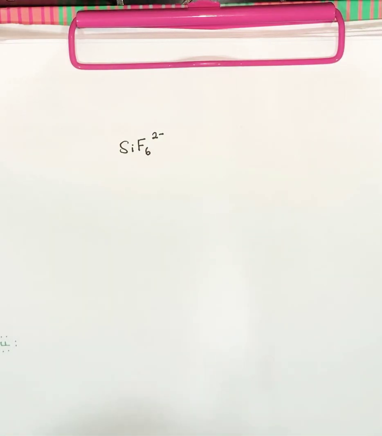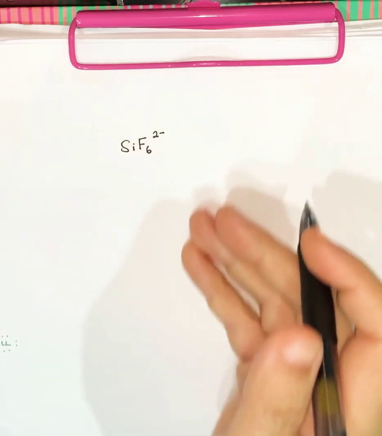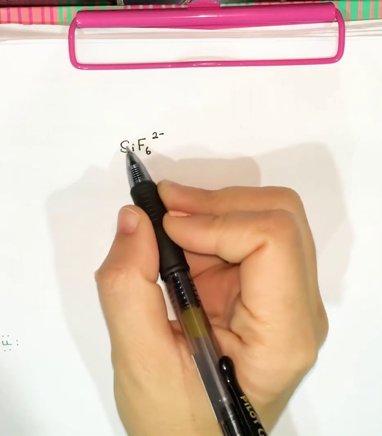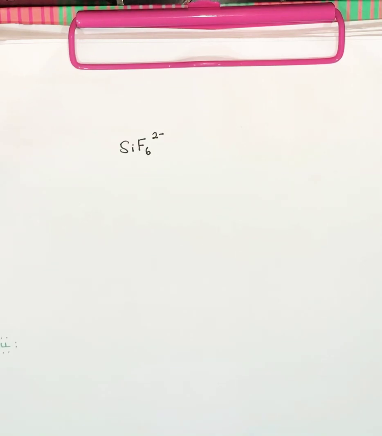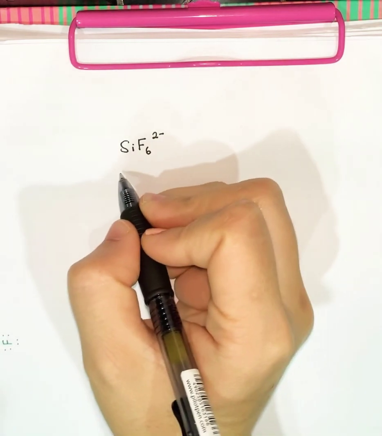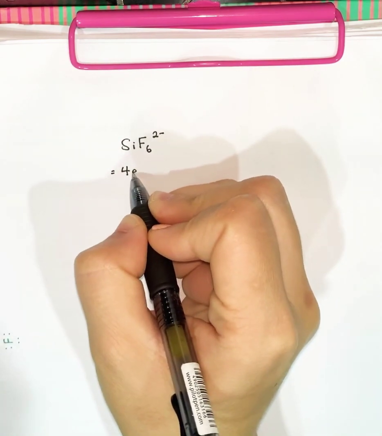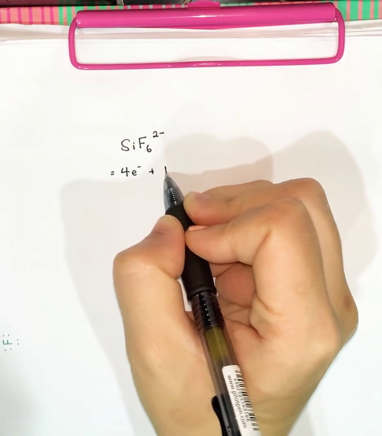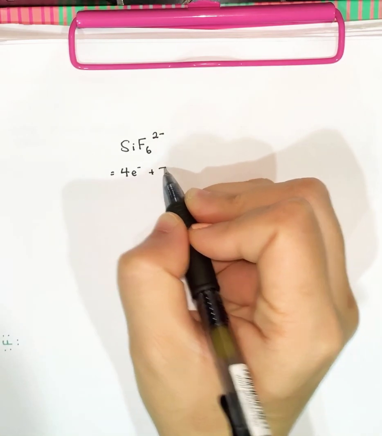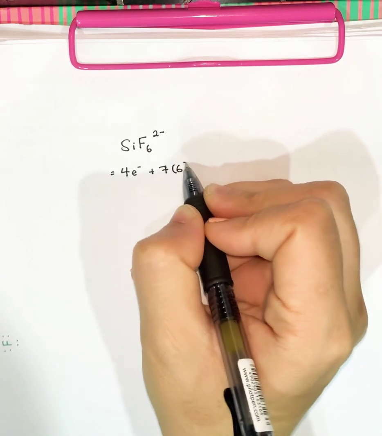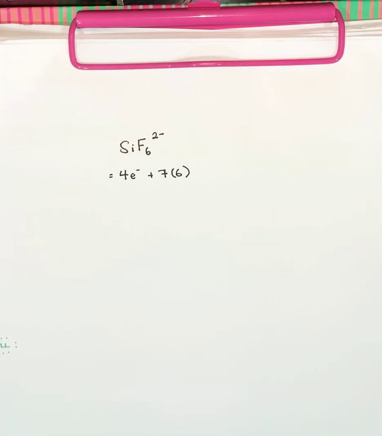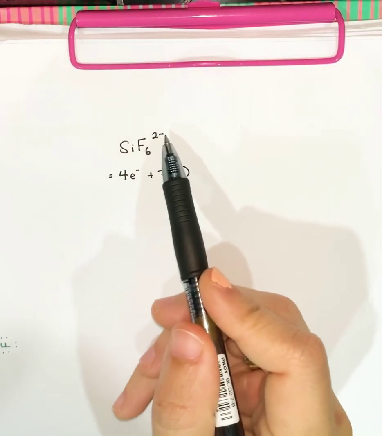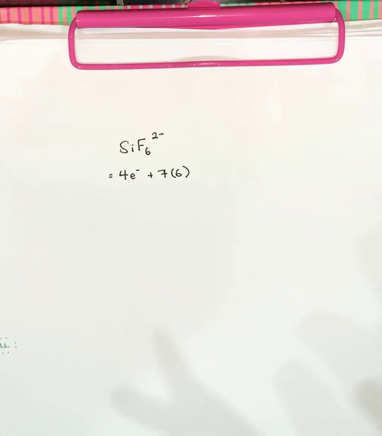All right, now I'm going to show you the example for SiF6 2-. So firstly, we look at how many electrons silicon has. It is in group 4, so it has 4 electrons, plus fluorine has 7 multiplied by 6. Just a sec, my multiplication is terrible. 42. And since we have a 2- charge, that means that compound has gained 2 electrons.